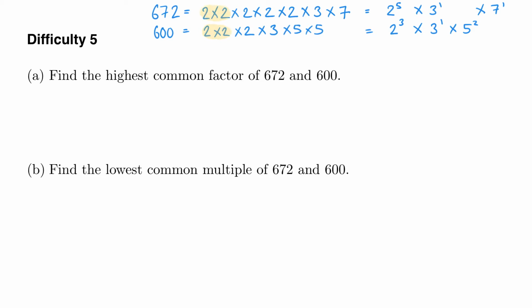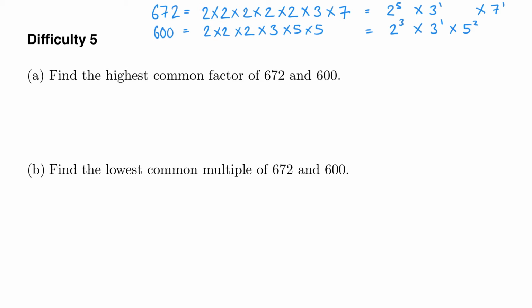What I've highlighted is effectively worth 4. So 672 is clearly 4 times whatever that lot is, and 600 is 4 times whatever that lot is. So 4 goes into both 600 and 672. So that's a common factor, and it's higher than just 2 on its own. So great, but can we do better? Well, yes, we can.